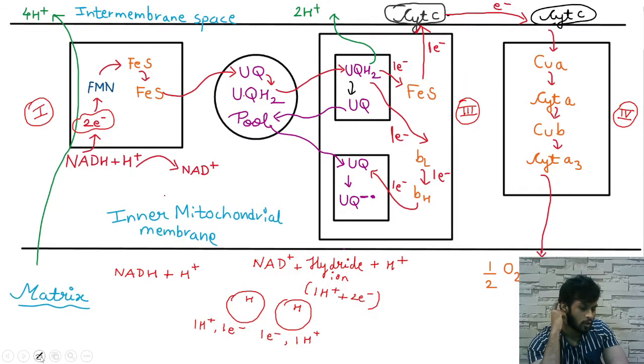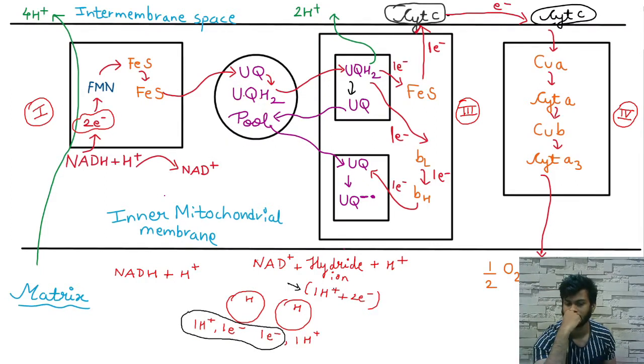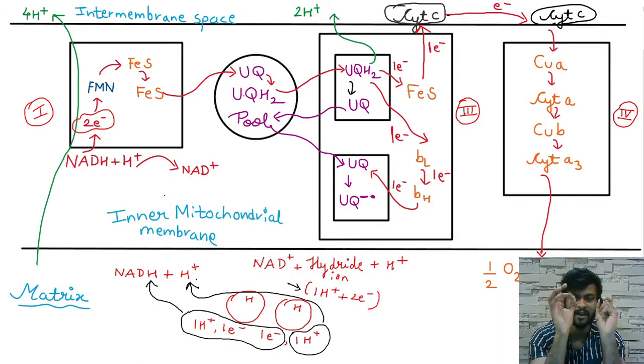So NAD plus will accept one hydride ion, which means one hydrogen ion and two electrons, that is hydride ion. So this H is hydride ion. And what is left? This free hydrogen ion, which will be accepted as it is. That is why we write NADH plus H plus and not NADH2, unlike FADH2.